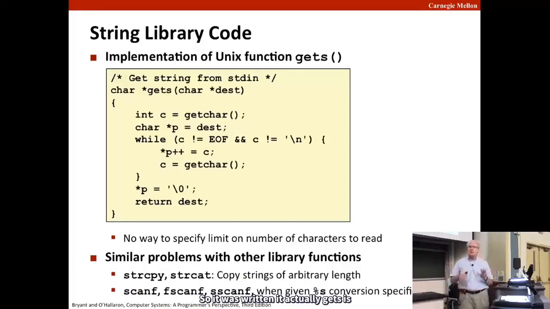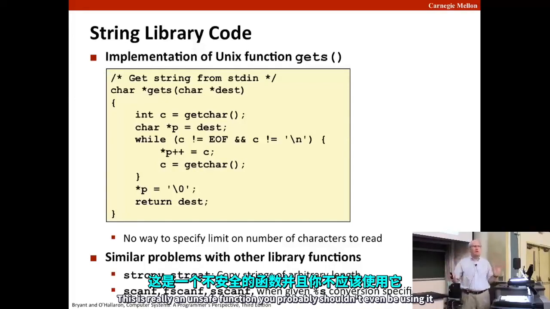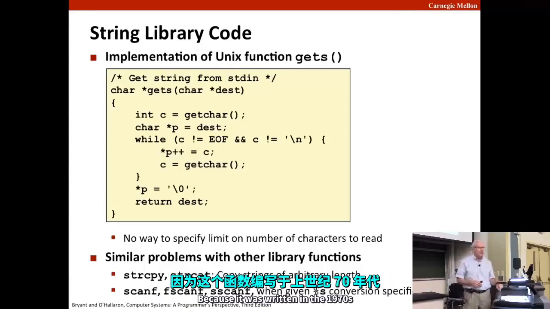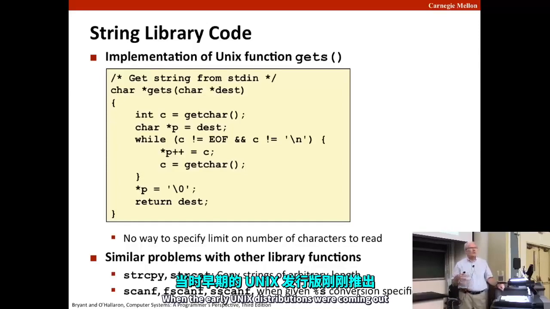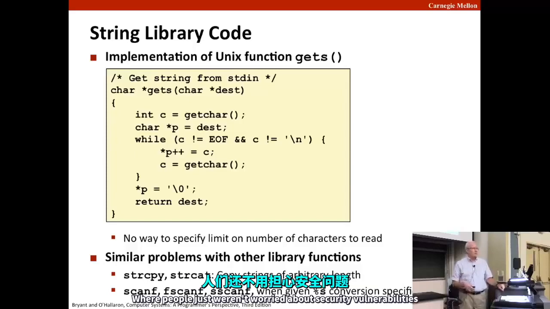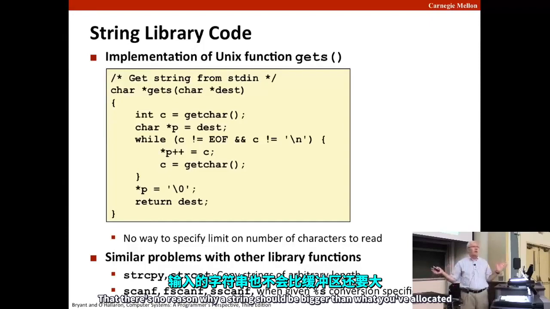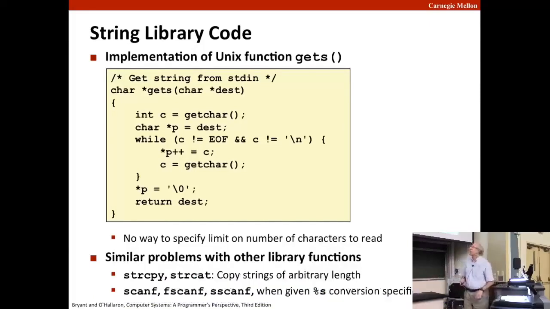If you try to compile code with gets, it will flash up a big warning that says this is really an unsafe function, and you probably shouldn't even be using it. It was written in the 1970s, when the early Unix distributions were coming out, when people just weren't worried about security vulnerabilities. They just assumed that if you allocated a big enough buffer, there's no reason why a string should be bigger than what you've allocated.